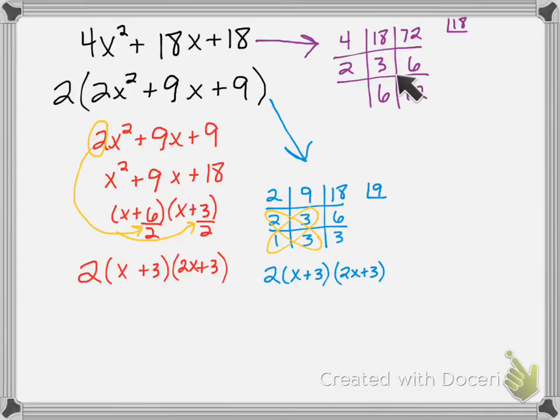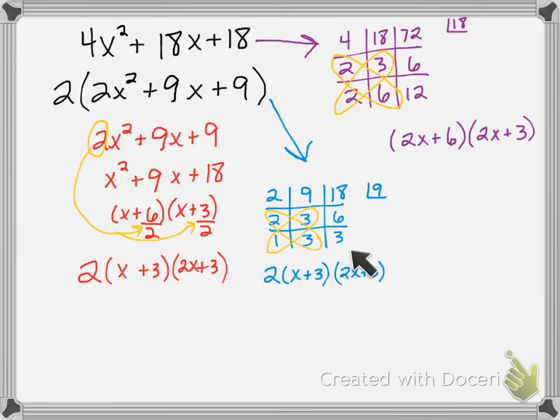So then I can see that this must be 6 because 3 times 6 is 18. And this must be 2 because 2 times 2 is 4. And then I can see that 2 times 6 is also 12, so I know that that works. So that gives me these two factors. So my factors are 2x plus 6 and 2x plus 3. Okay? So these are the two factors of this trinomial.